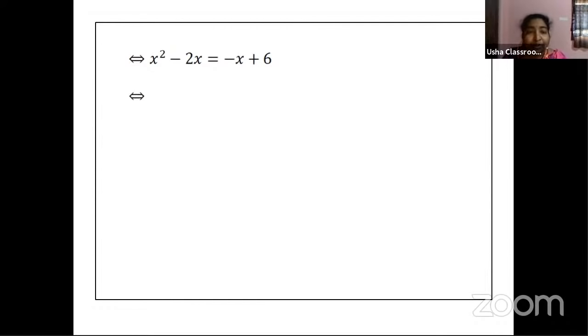Right? So you will get x² − x − 6 = 0. How? This −x, when it goes to this side, becomes +x. So −2x + x is −x, and 6, when it moves to this side, becomes −6. All right. Now it is looking like a quadratic equation, which you learned in class 10th. The quadratic equation can be solved by different methods. One method you have seen was the formula method, and the other was factorization. I would like to take factorization right now.